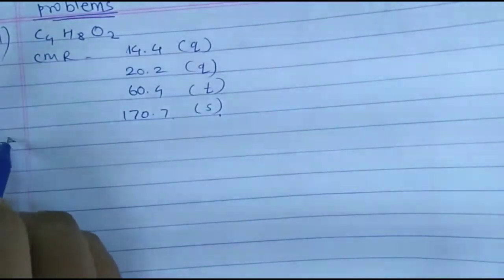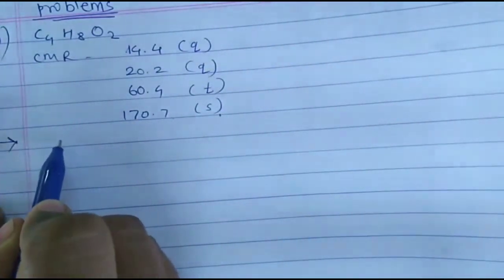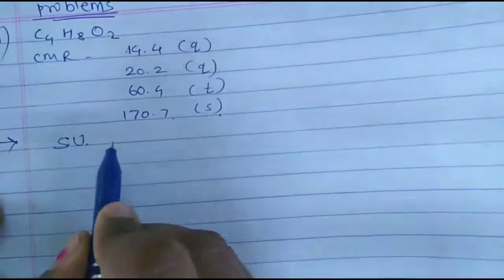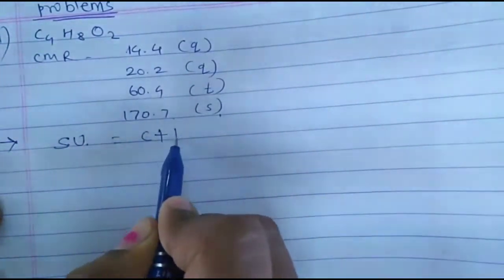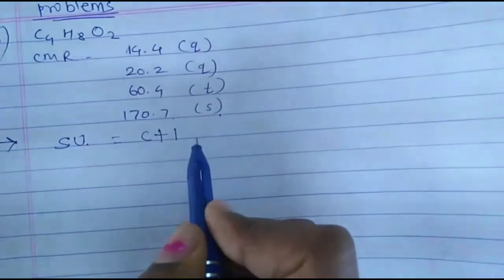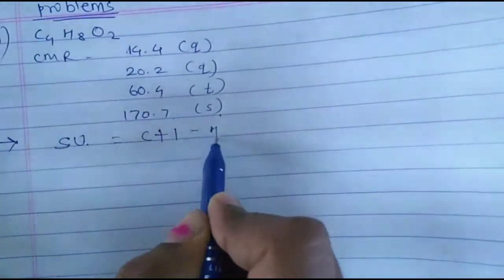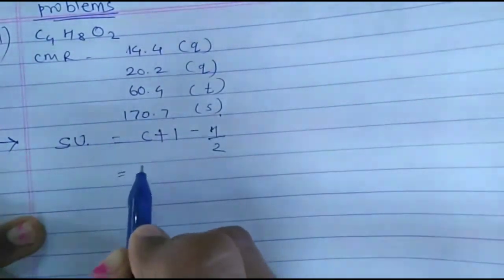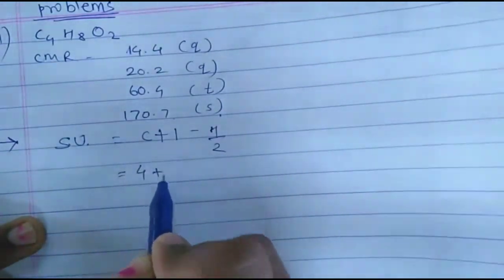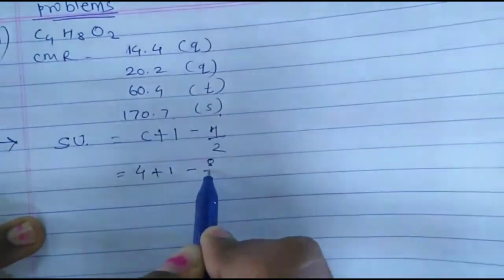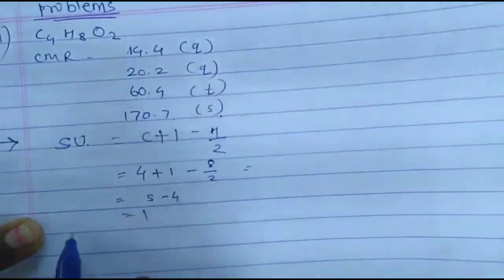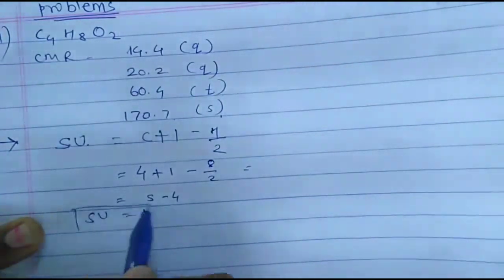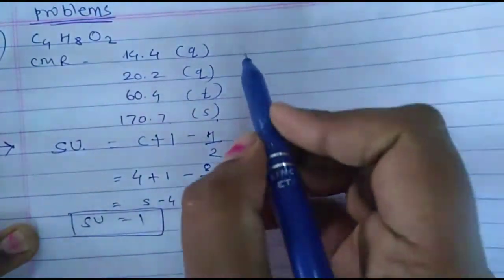Before we start, we must find out the sites of unsaturation. We learned before how to calculate it, having the formula C plus 1 minus H divided by 2. Here how many carbons are there? 4 plus 1 minus 8 divided by 2, which is equal to what? 5 minus 4, which is equal to 1. Sites of unsaturation is 1.